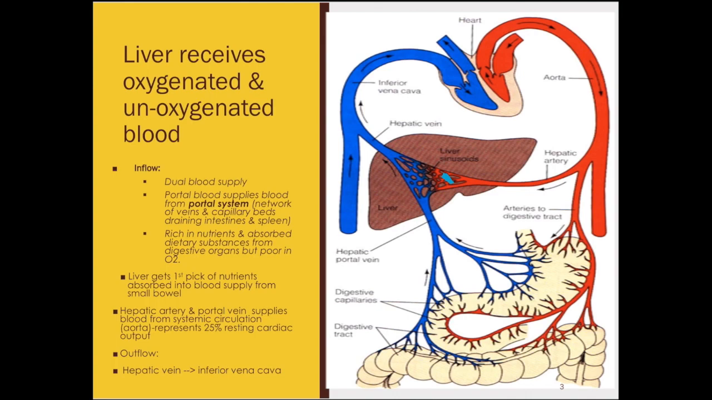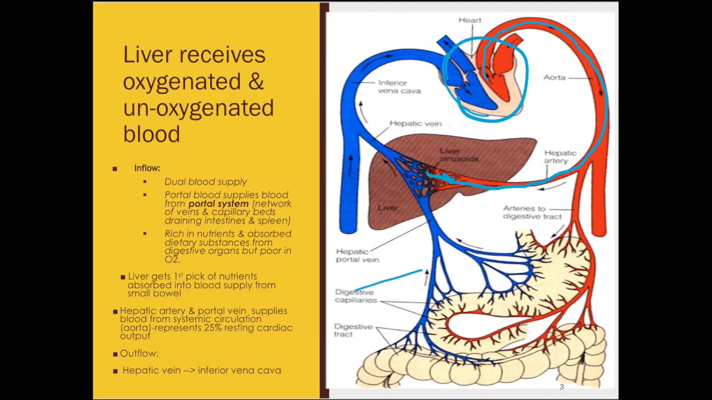We have our normal blood flow. So if you look up here, we have our heart. We've got blood flow that's full of oxygen coming out of the left ventricle and making its way down through the hepatic artery and into the liver. That blood flow is going to feed the liver with oxygenated blood.